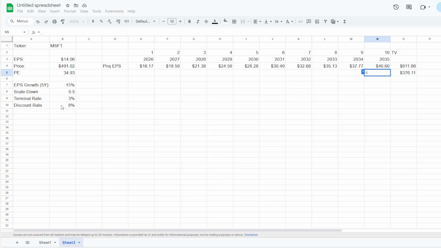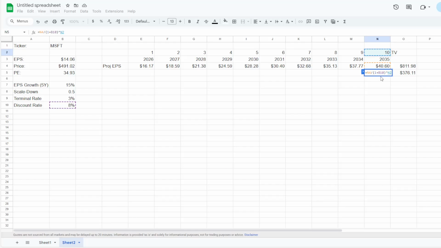So I'm going to say equals, I'm going to take this $40.60 that it's going to earn in the year 2035, and I'm going to divide it by parentheses 1 plus my growth rate, or I'm sorry, my discount rate, which is 8%, close parentheses, raise that to, now I'm going to click on this 10 up here because I want that number to be 9 when it's in year 9 and 8. I want that number to always change.